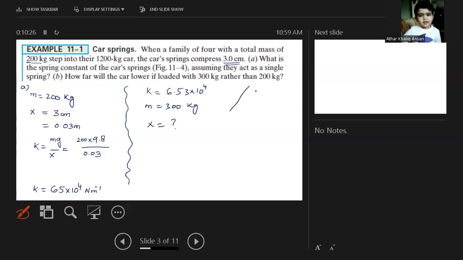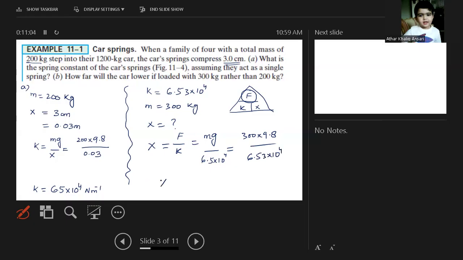For this one, I will use the triangle method. You know Hooke's law: F is equal to k times x. So if you need x, you say x is equal to F over k. Now here F is what? F is mg, the same thing, because it is a load and the spring is hanging. So k is 6.5 times 10 to the power 4. When you substitute the values, 300 times 9.8 over 6.53 times 10 to the power 4.